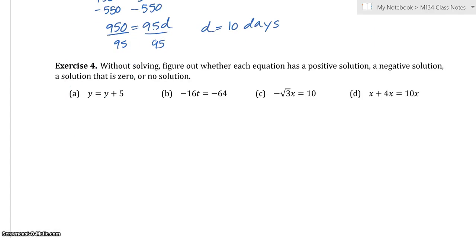Exercise 4, we saw in the last video. Without solving, figure out whether each equation has a positive solution, a negative solution, a solution that is 0, or no solution. So see if you can try exercise 4 and come back to see the solutions.